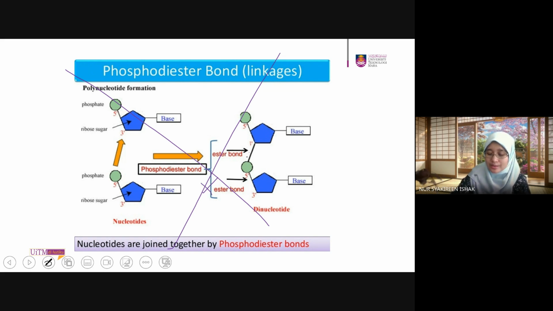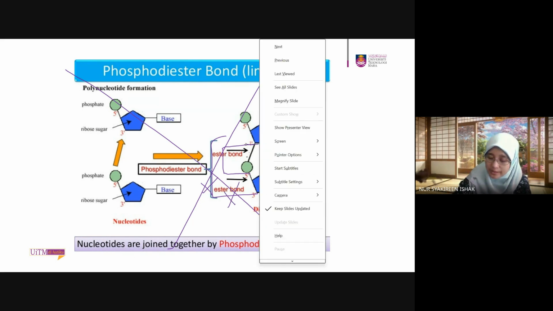Supposedly the phosphodiester bond, the way you label the bond, is between carbon number 3 and just before carbon number 5. Like that. Okay. If you extend it to here, it becomes wrong. It must be before carbon number 3, including the phosphate, and before carbon number 5.